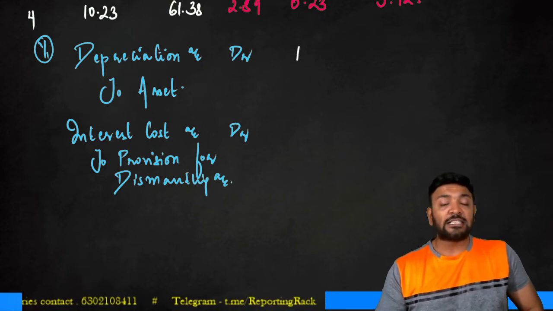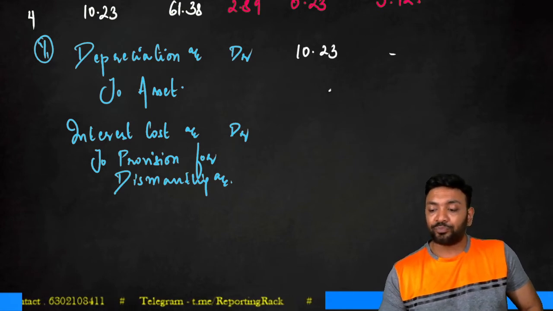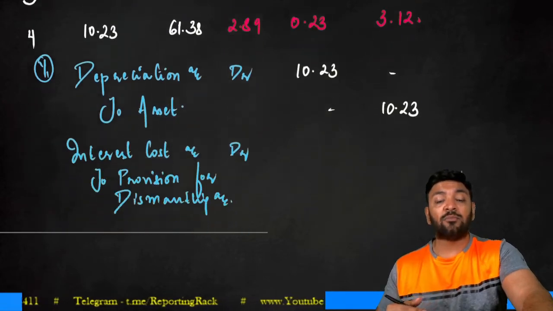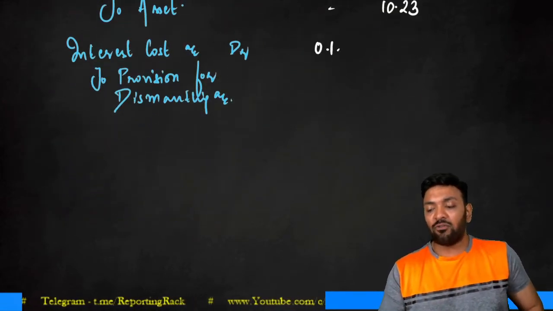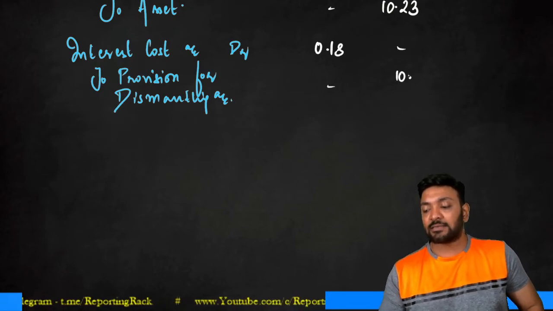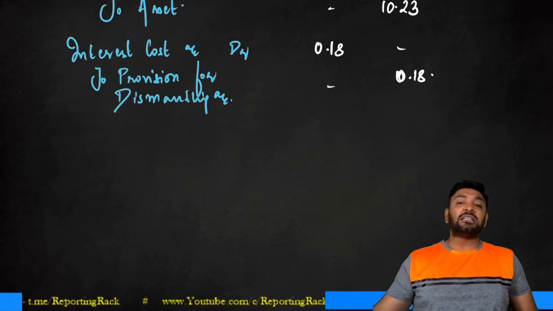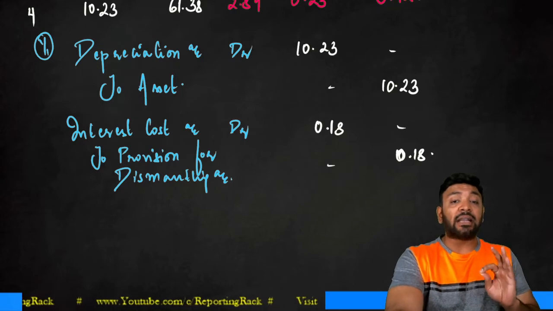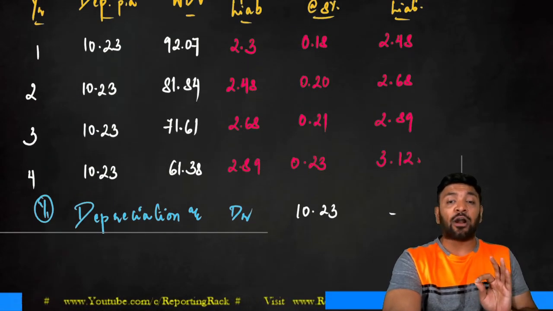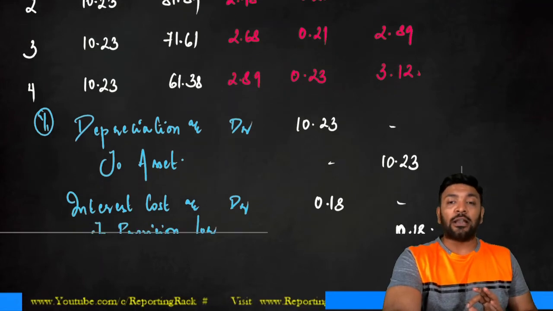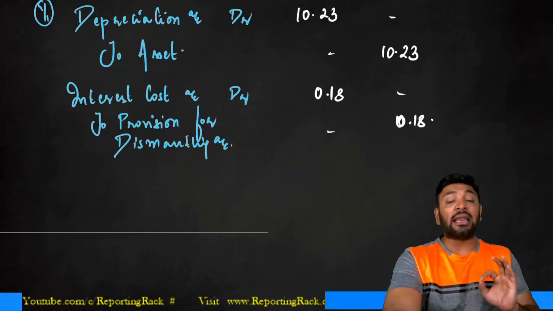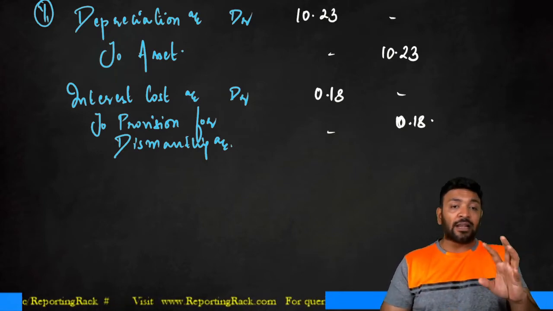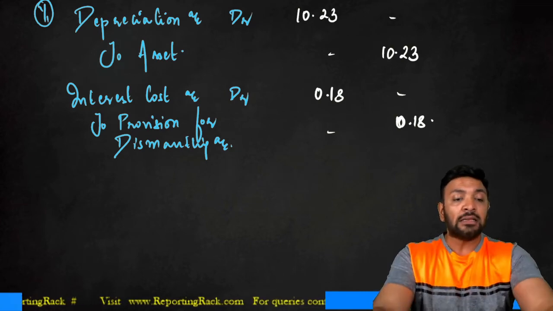Write the entry. Depreciation each year should be 10.23. First year, interest cost to be recorded by increasing the provision by 0.18. Everything is in millions. This is how I record the two entries at the end of each year. Entry will remain the same, but interest portion will keep on changing. Second year 0.2, third year 0.21, fourth year 0.23. Like this, I'll keep on calculating up to year 10 and passing each year both these entries. Depreciation entry will remain constant, but your interest entry will keep on changing.